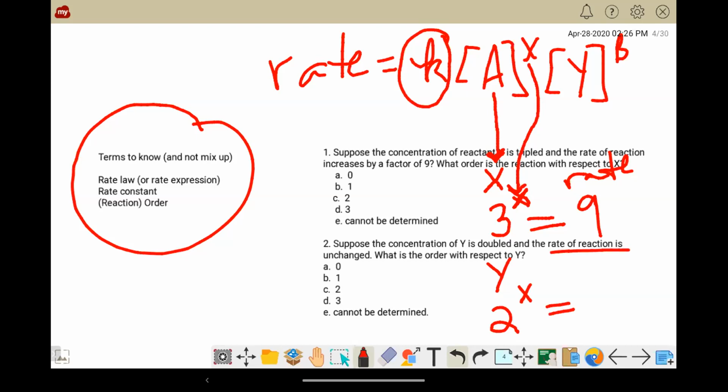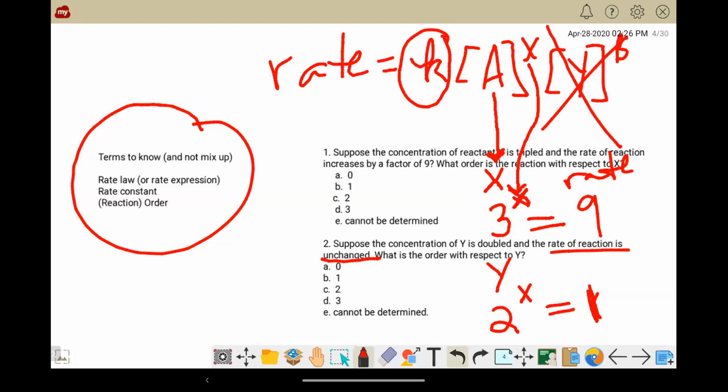The rate of reaction is unchanged tells me that this number right here is 1. I didn't double it, I didn't triple it, it didn't go up by a factor of 9, it is unchanged, it is the same number. So I increased the concentration of Y, but I had no effect on the rate of the reaction. That must mean that the concentration of Y does not affect the rate of reaction, which essentially means Y isn't a variable in my rate law. I need Y to not be in that equation at all. So what exponent could I raise the Y variable to so that it essentially has no effect?